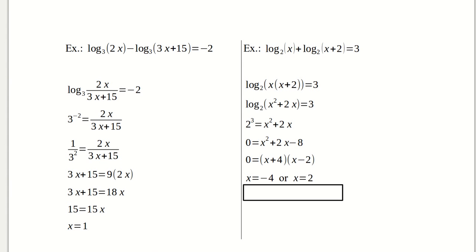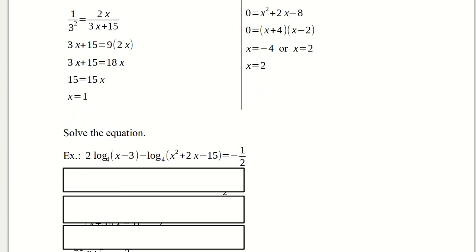And now we have a little bit of an issue. Because if I take x equals negative 4 and plug it into the argument of either of these logarithms, I get a negative. The log base 2 of negative 4, or even in the other case, negative 4 plus 2 is still negative 2. So I have to throw out that x equals negative 4, and I'm left with just the solution x equals positive 2.